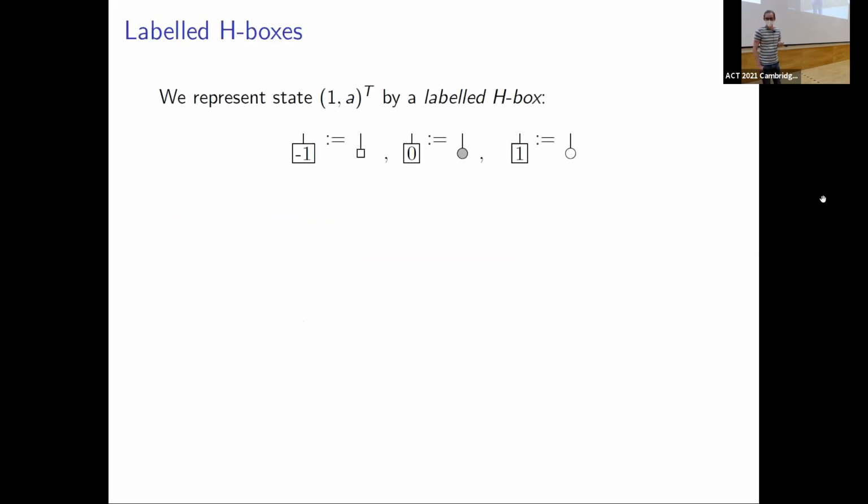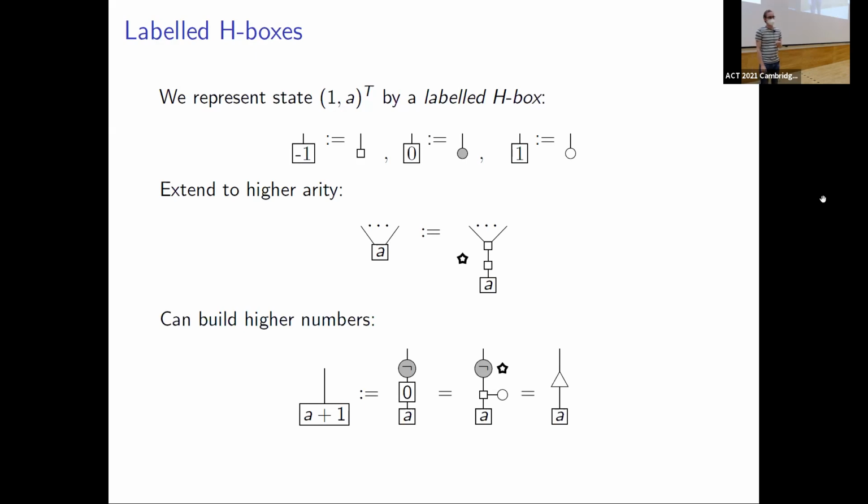So when we have a state, which is a vector with a 1 in the top corner and an A in the bottom, where A is some number, we represent this using a special kind of derived notation. So for instance, for -1, this is just a standard H box. But also for 0, we get a gray spider, and for 1, we get a white spider. And we can extend this to not just single output states, but also to multi-output states, just by this definition. And we can build higher numbers using this sort of successor construction.